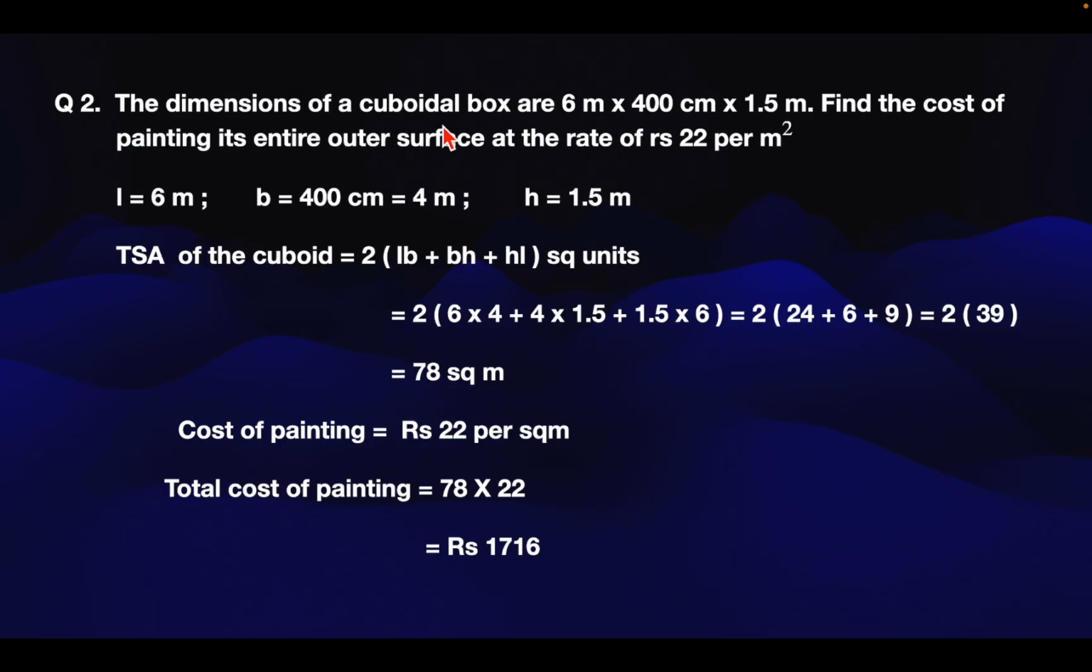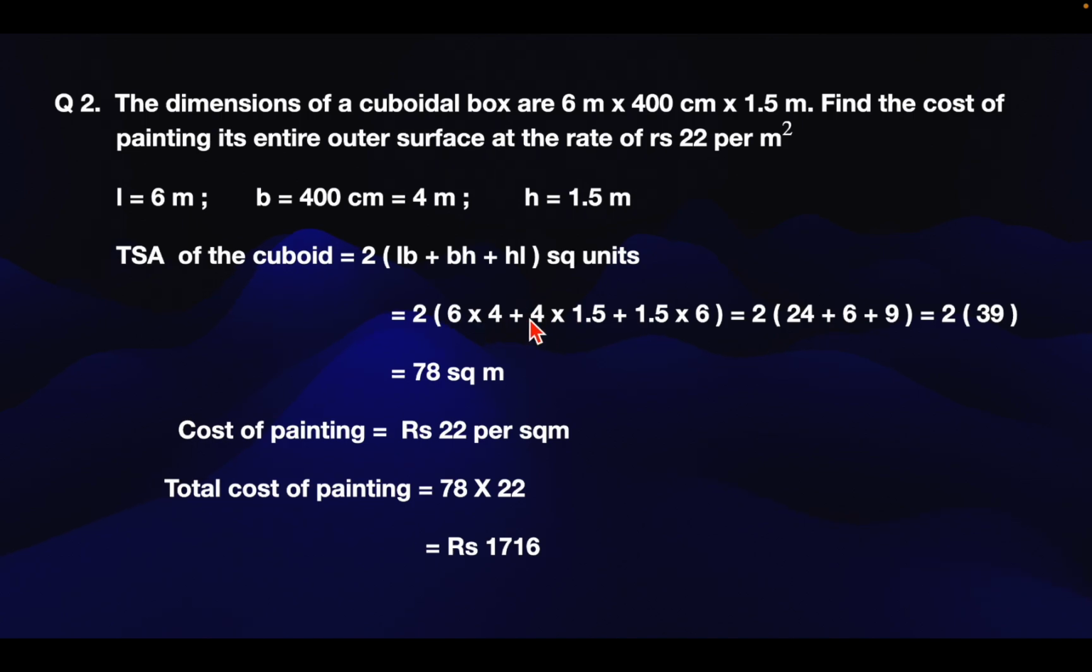Question 2. The dimensions of a cuboidal box are 6 meters, 400 centimeters and 1.5 meters. Find the cost of painting its entire outer surface at the rate of rupees 22 per meter square. So here length is 6 meter, breadth is 400 centimeter, that is 4 meter, and height is 1.5 meter. So these are the dimensions. Now write down the formula for cuboid. TSA, total surface area, because we want the entire outer surface. So we have to take TSA only, which is 2 into LB plus BH plus HL square units.